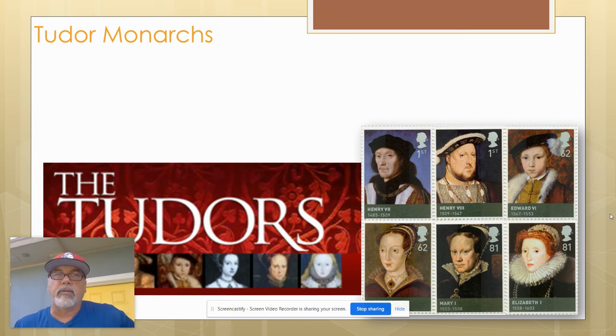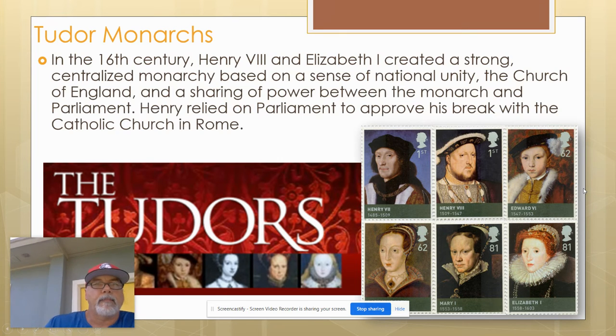So some of the different ruling families, the Tudors. In the 16th century, Henry VIII and Elizabeth I were the two real big Tudors. And they created a strong centralized monarchy, and it was based on a sense of national unity. So the English were very unified as a people. And the church, they also had the Church of England, so they had separated from the Catholic Church. They had the Church of England, so that made them different from a lot of different places. And completely different from almost everywhere else is power that was shared between the monarchy and the parliament. Henry relied on parliament to approve his break with the Catholic Church in Rome. So here's Henry VIII, here's Elizabeth I.